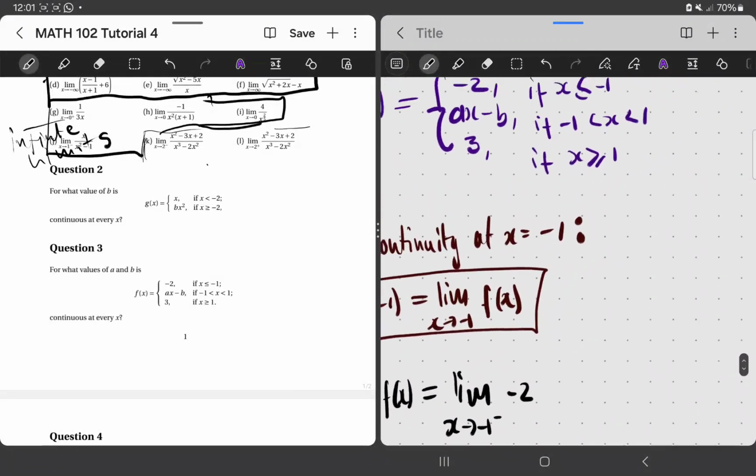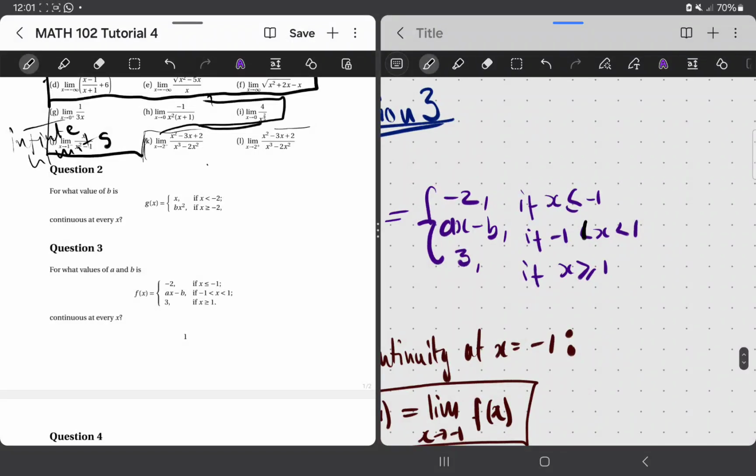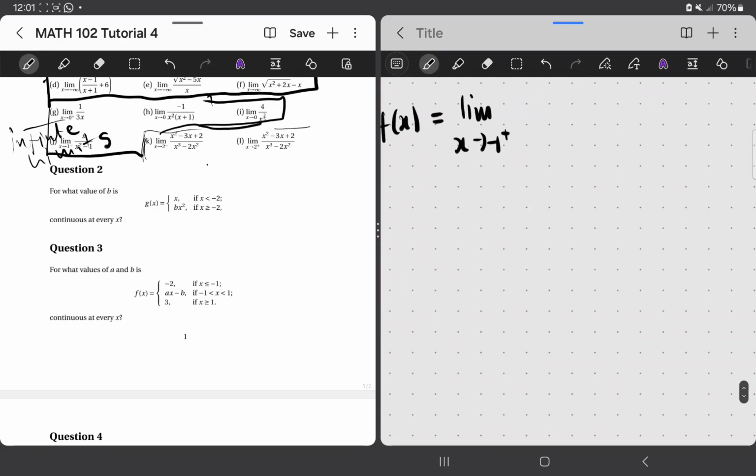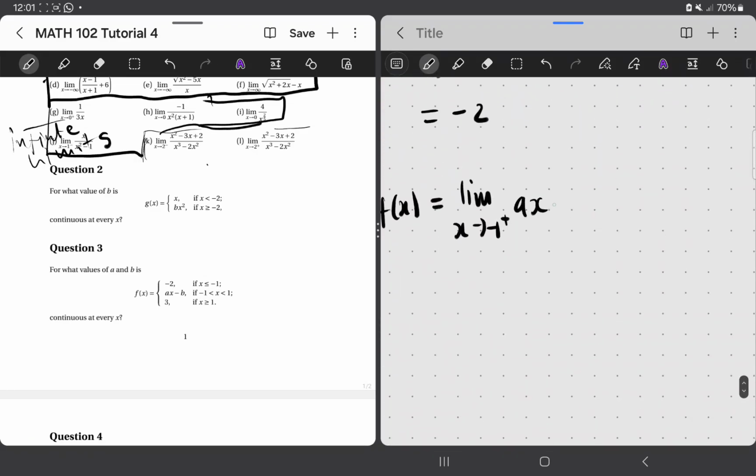Okay, but we're coming from the right. We are bigger than negative 1, but we are still less than 1. We're very close to negative 1. So we're going to use ax minus b. This is just a polynomial now. We have an x. Wherever there's x, we just substitute minus 1. So it'll be a times minus 1, then minus b, which is going to be minus a minus b. This is going to be the second limit.